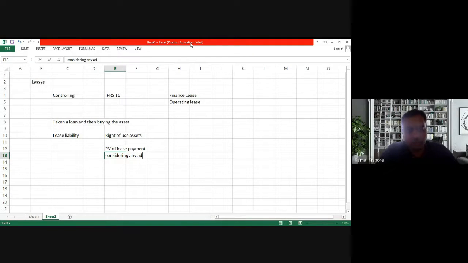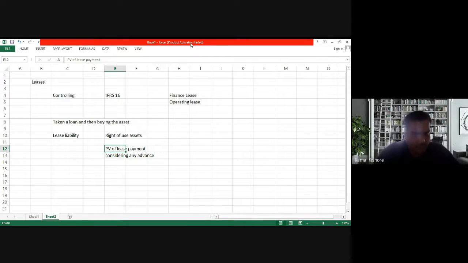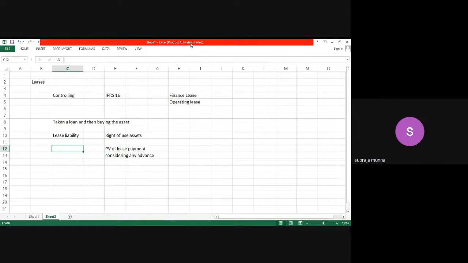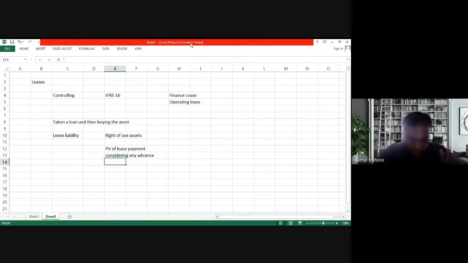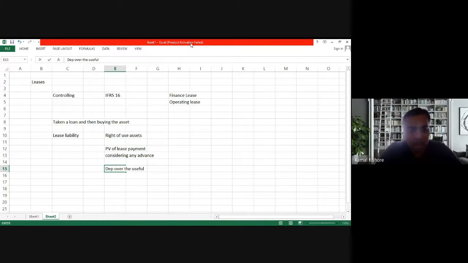When you're starting a lease, you will pay an advance amount. If that is paid, then to that extent the lease liability will be lesser and the right-of-use asset will be higher, because any advance paid will get added to the right-of-use asset and come down from the liability. So one is the right-of-use asset, where you will charge depreciation over the lease term, or over the useful life or lease term. Okay.